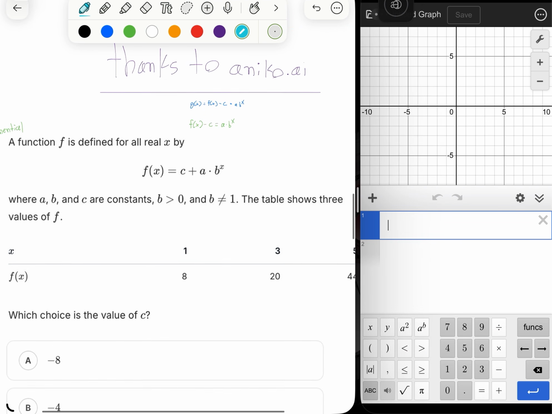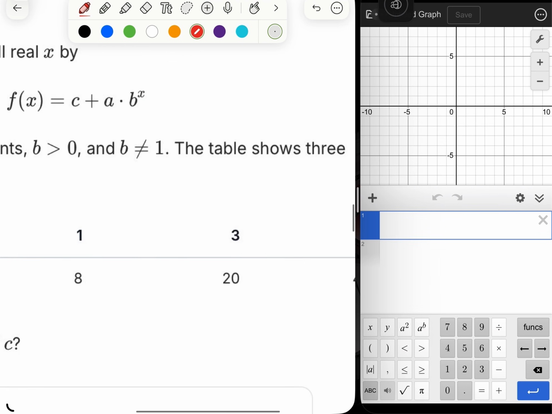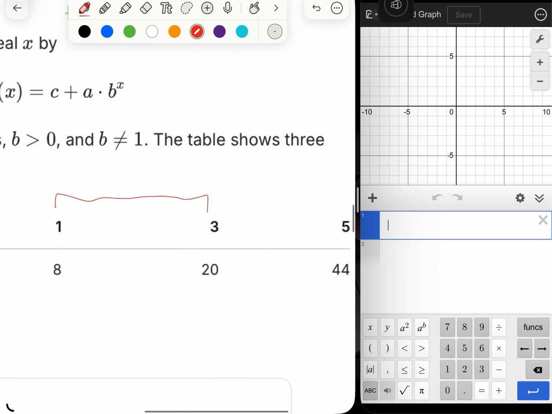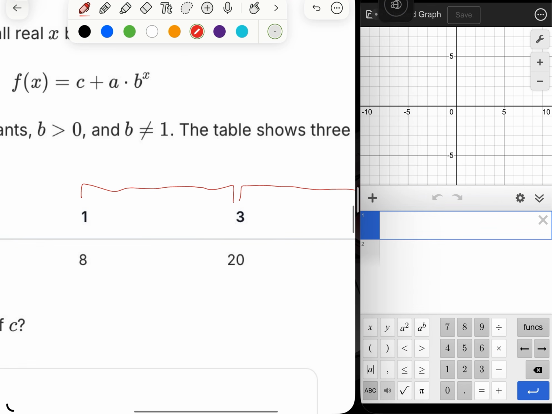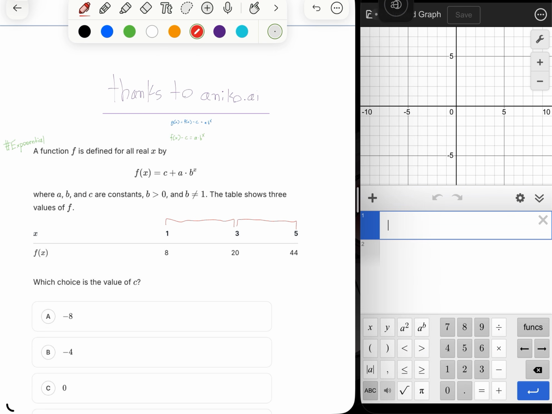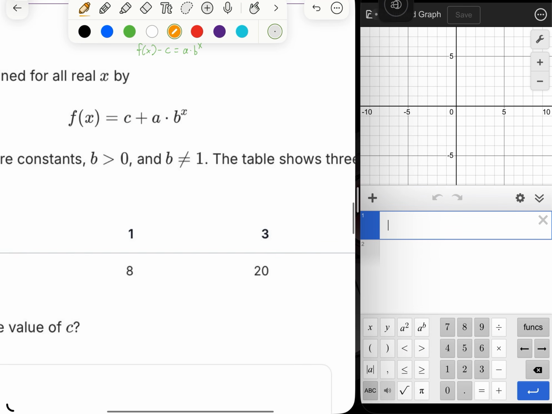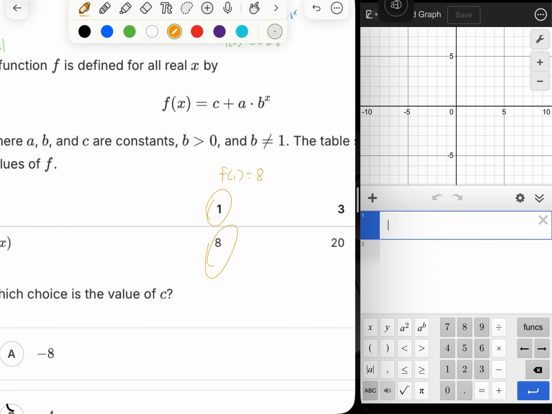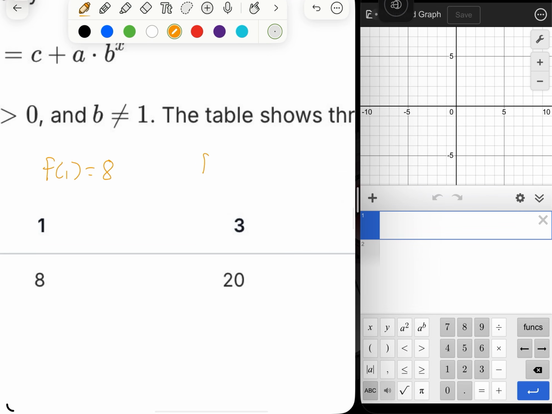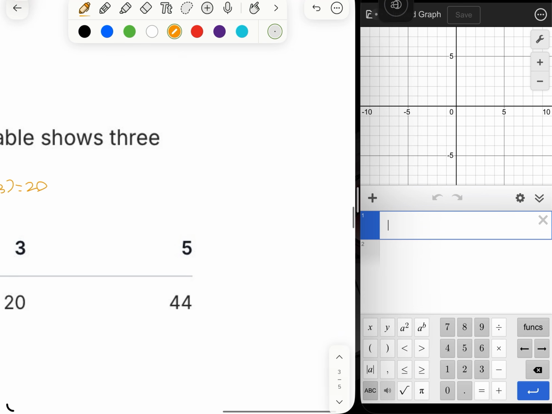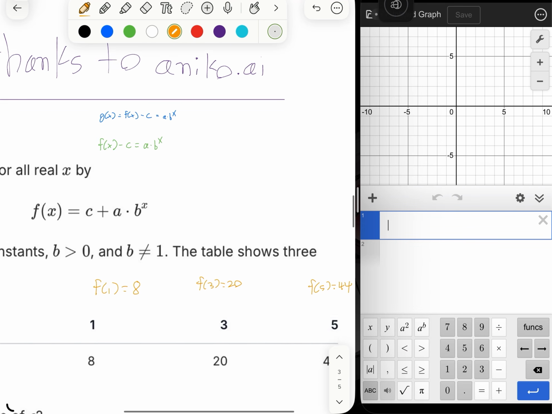Because now look, we're given these three values. You notice that they are evenly spaced apart, right? 1 to 3, 3 to 5, it's a difference of 2. That's also going to be important for later on. But we can get three equations from this table. We can get f of 1 equals 8, because the value at 1 is 8 for f. Same thing, f of 3 equals 20, and f of 5 here equals 44.